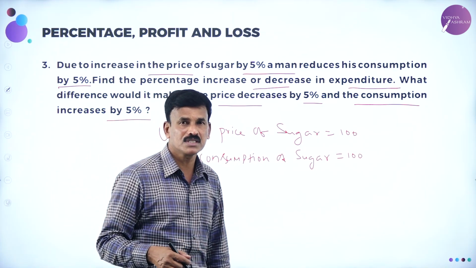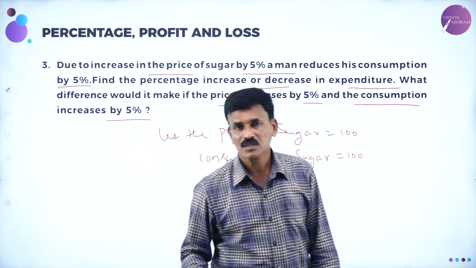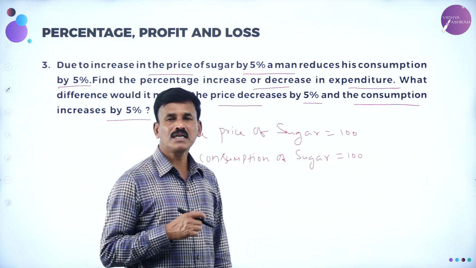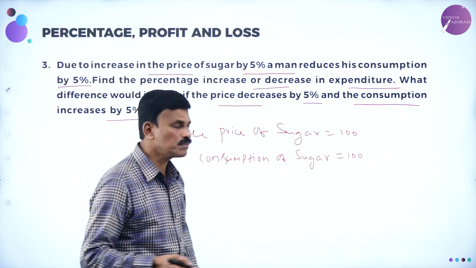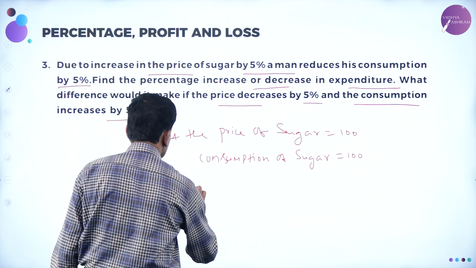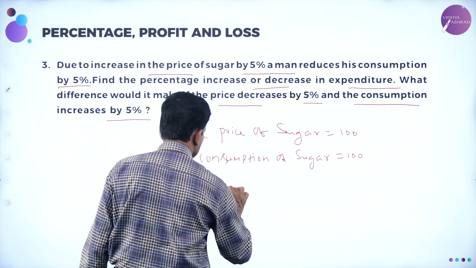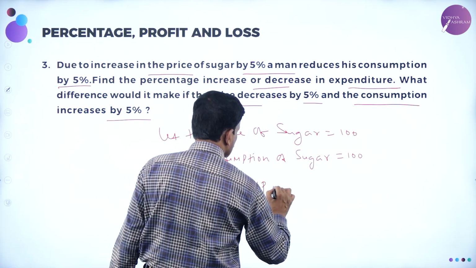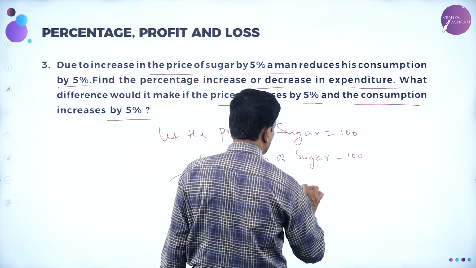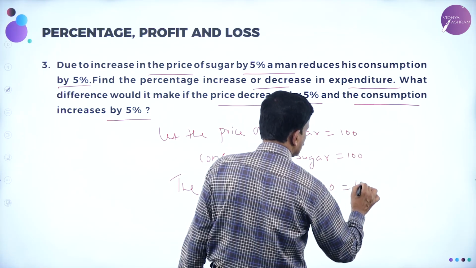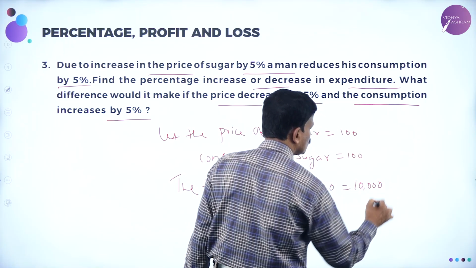Now just multiply this 100 into 100. What are you going to get? If you multiply these two, you are going to get the total expenditure. So the total expenditure is equal to 100 into 100, that's equal to 10,000. Right?